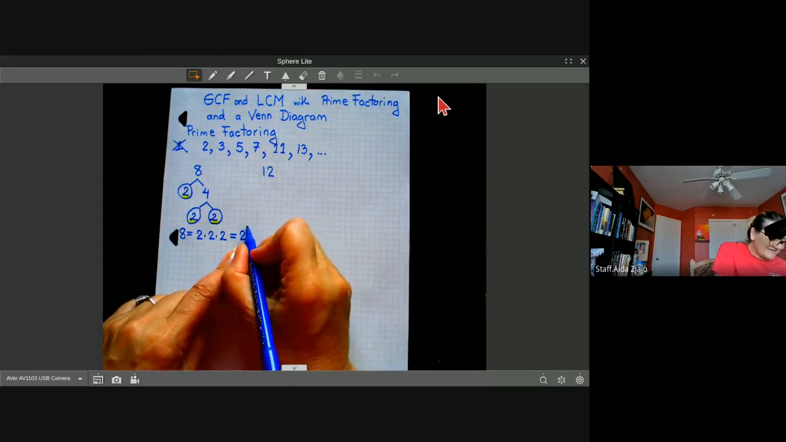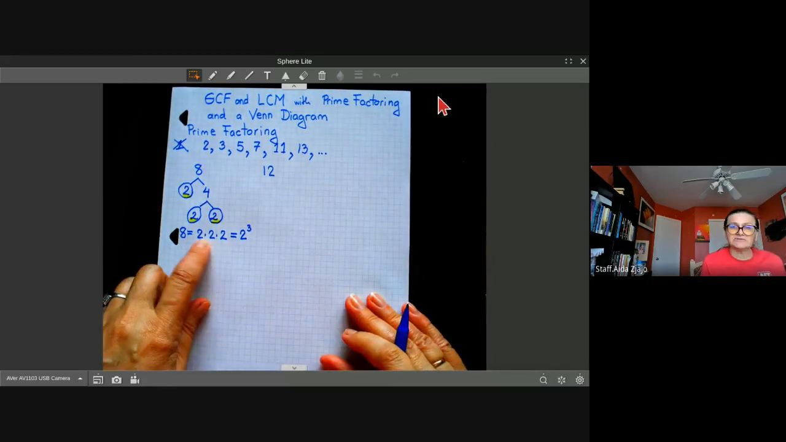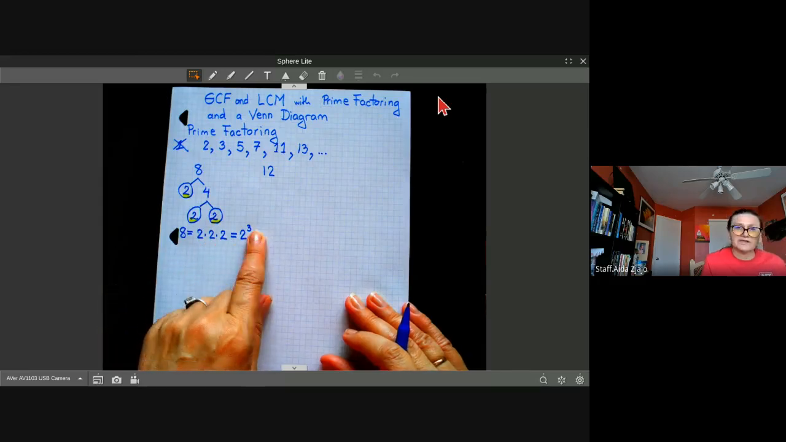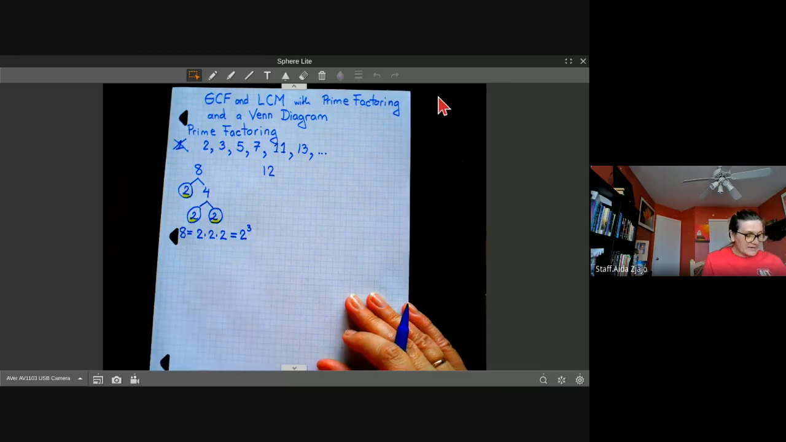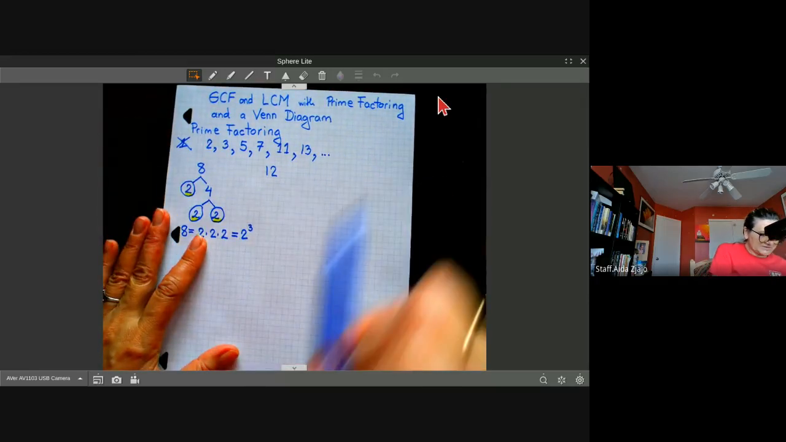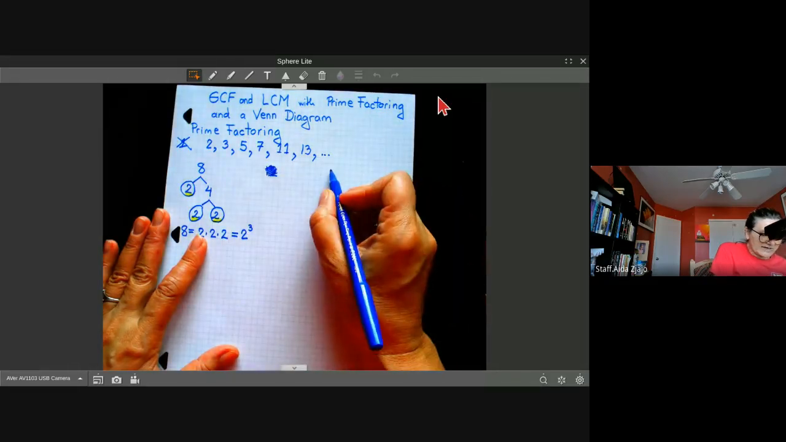3, bravo. Or exponent 3, because we multiply 3 times, and that is a 2 on a power of 3, or 2 with exponent 3. And now I need to do 12. I'm gonna put 12 right here.